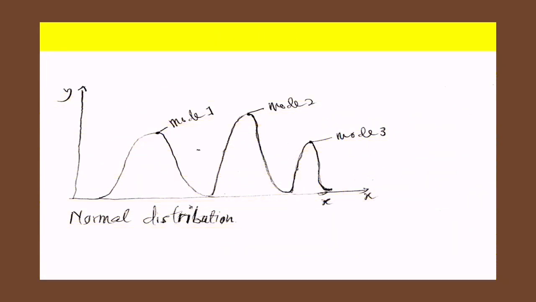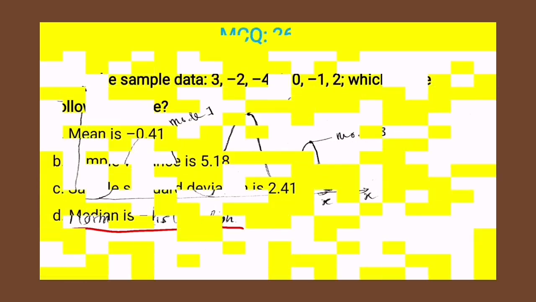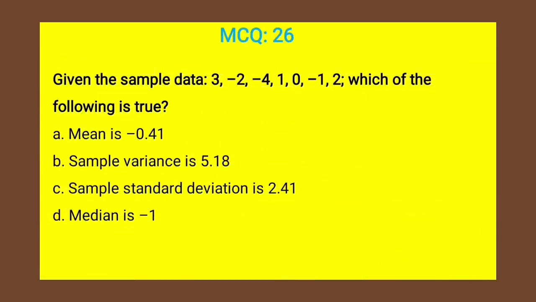So I said it's a normal distribution. Let's take note. Then question 26, we are given this sample data. Remember, I said it's a sample data, so take note. Sample data, where is 3, -2, -4, 1, 0, -1 and 2. And the question is asking us which of the following is true, which of these options is true.